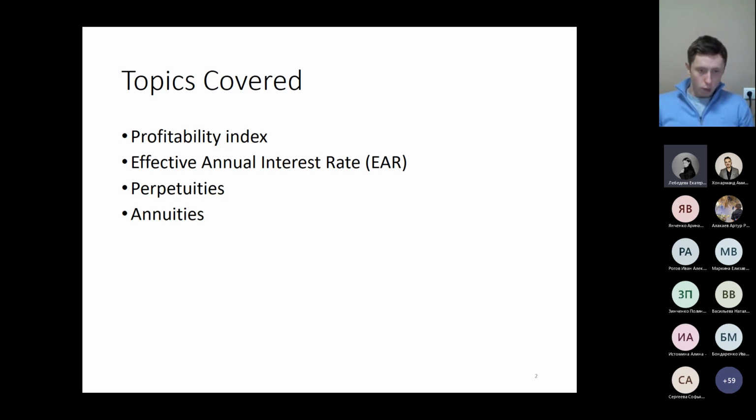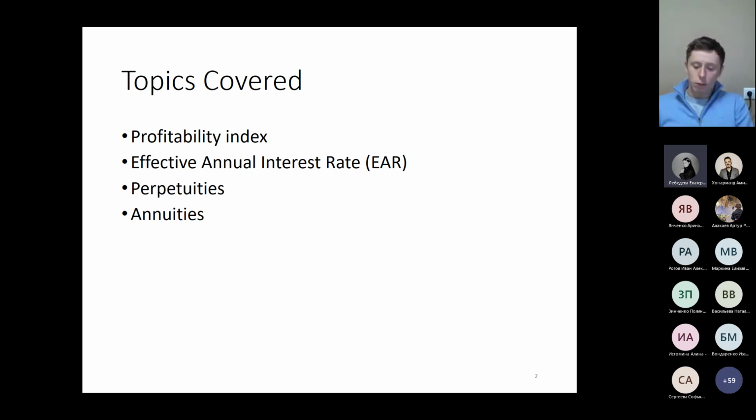Then we will consider two related topics, but those are very important topics in terms of the banking activities, in terms of the loans, credits. Those are perpetuities and annuities. Those two are special types of cash flows. Perpetuities is an infinite cash flow, and annuity is a set of cash flows which is restricted in time, and both of them are equal amounts.